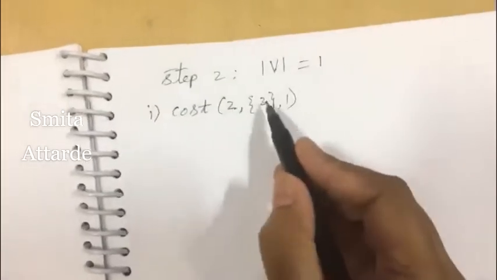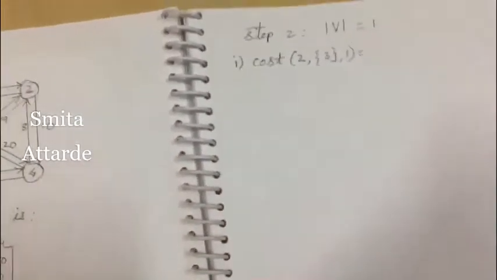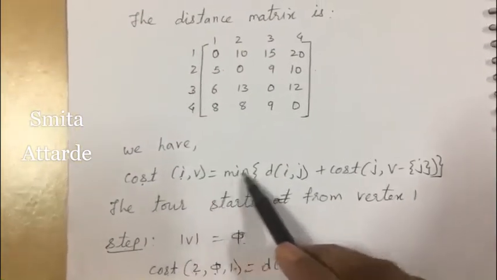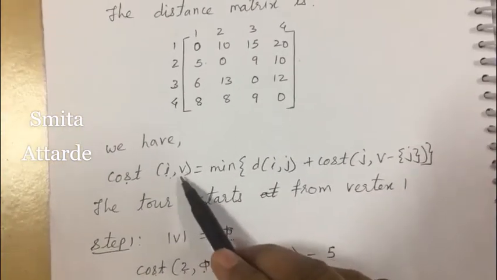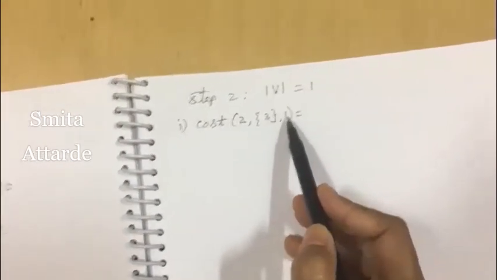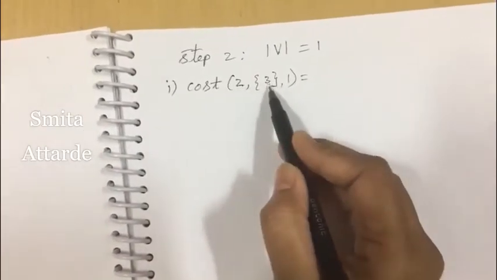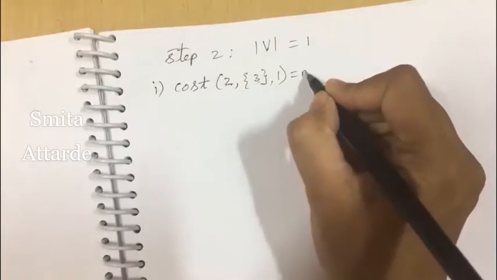That is 2, 3 and 1 equals to. Now we are going to use this formula. This is I and the set of vertices. So here also we have done this. This is I, this is the set of vertices, and 1 we have written as we have to return back to 1. So this is I, this is V. So here I am writing min.